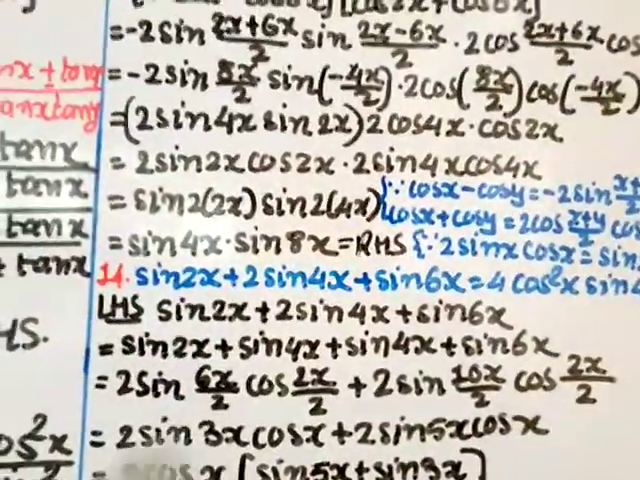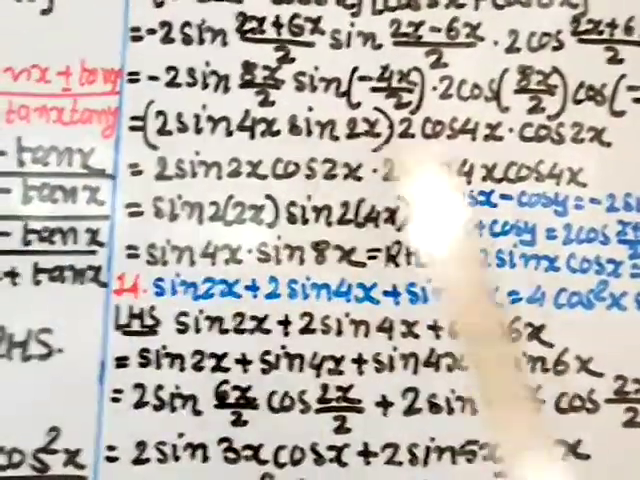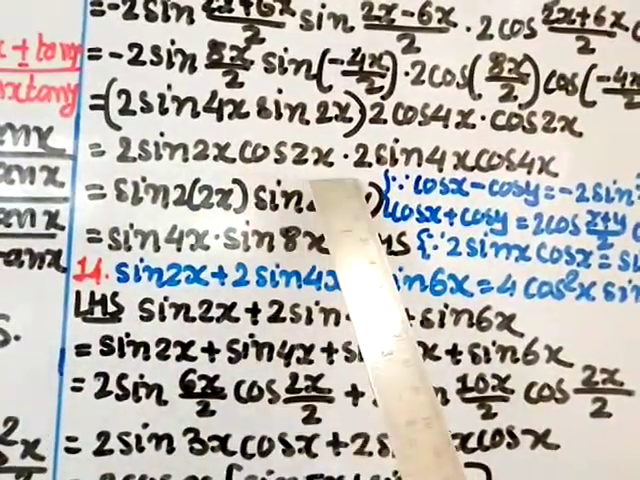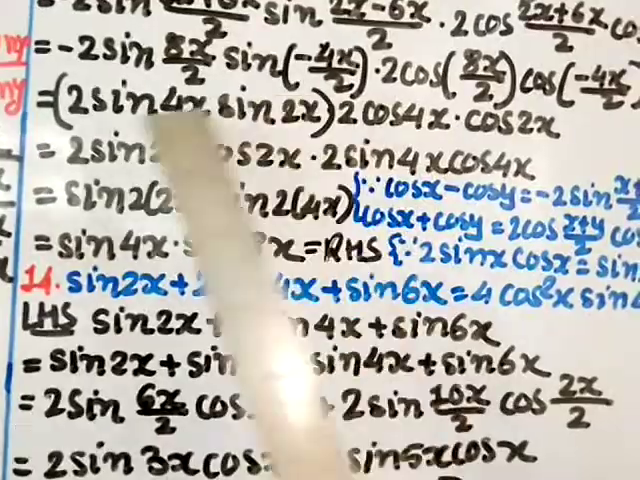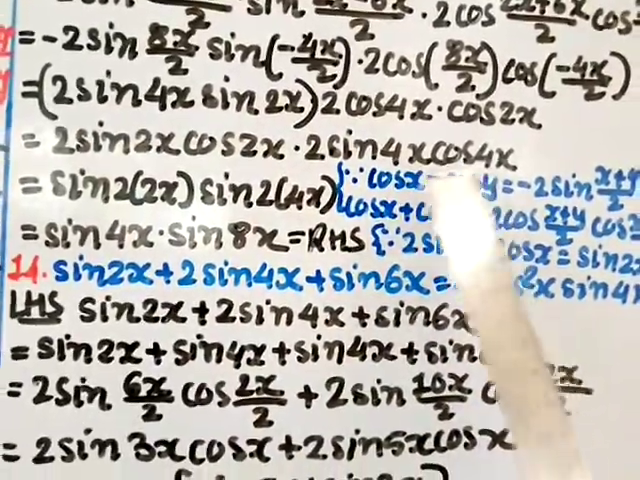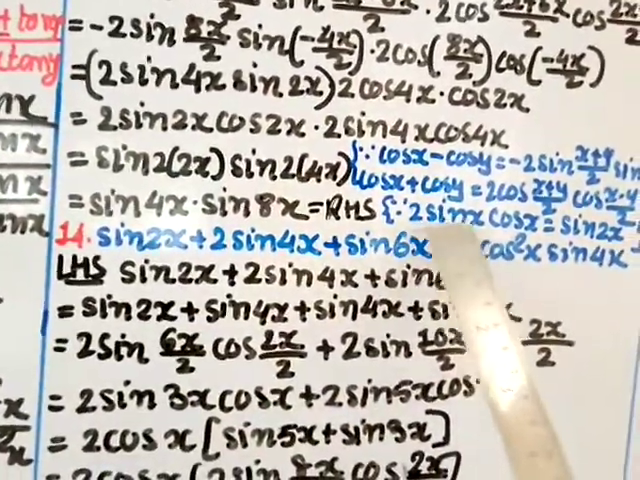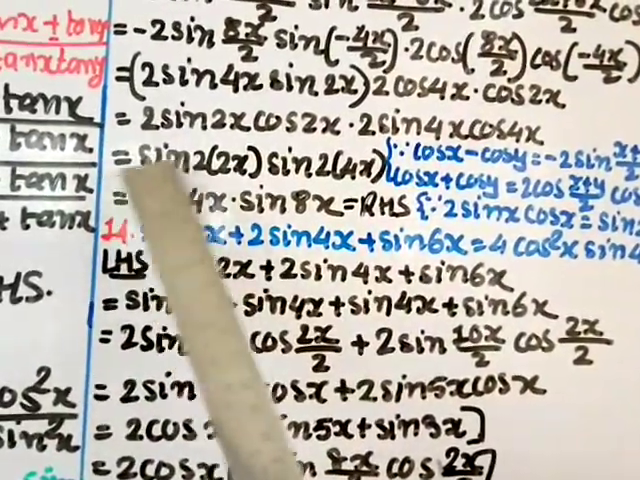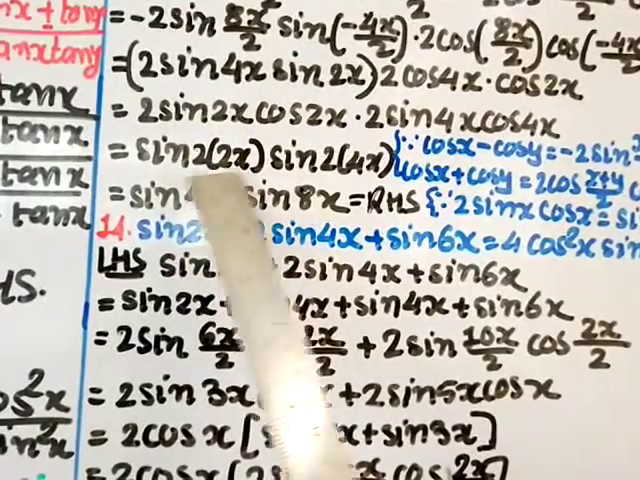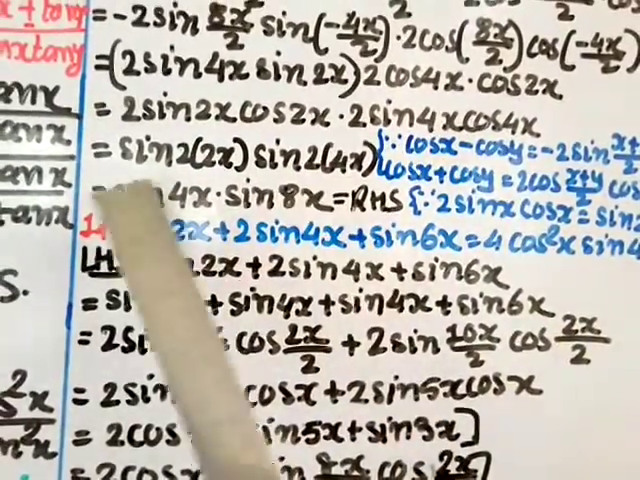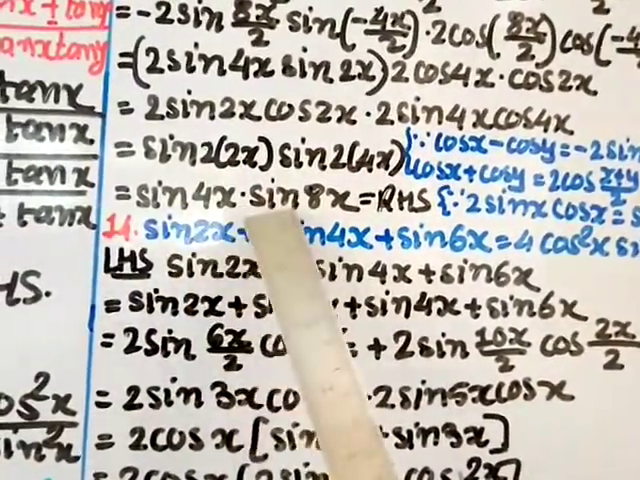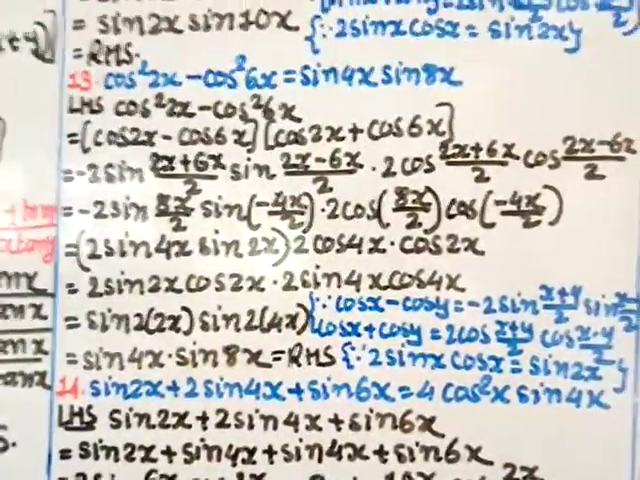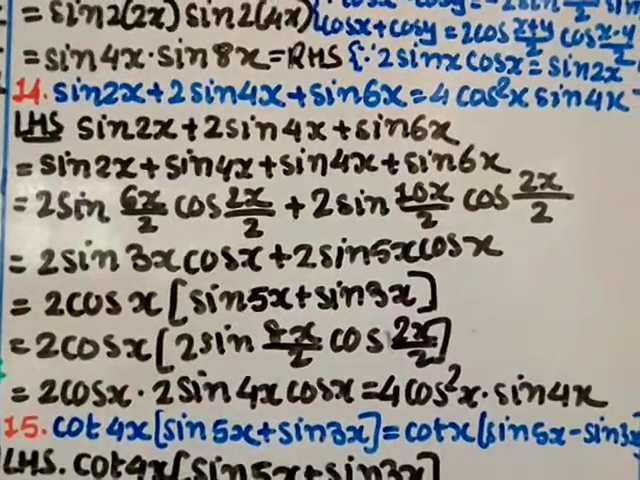Now again I have to rearrange just like the previous question. Let us arrange the sin 2x and cos 2x together here, and these two, sin 4x and cos 4x. I am going to use the same identity, 2 sin x cos x equal to sin 2x. So here you get sin 2 into 2x, this 2x, and sin 2 into 4x. So you get sin 4x, sin 8x, and this is what you have to prove, your right hand side. Hence proved.